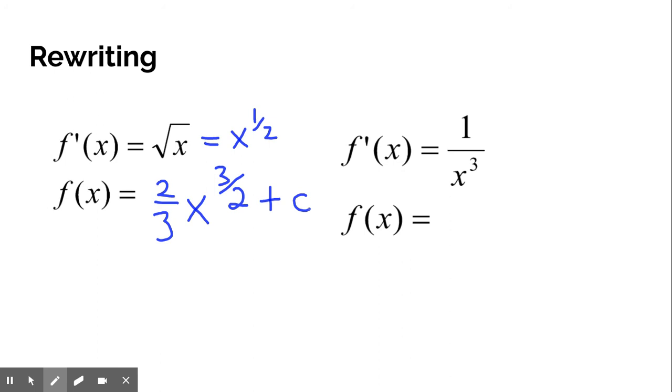Now I can always check myself. If I take the derivative of f, do I end up with f prime? I'd multiply and subtract 1, and yeah, it seems to work out.